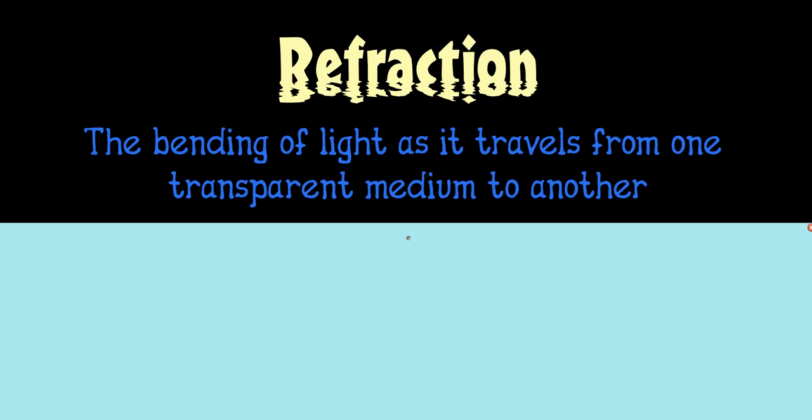We know that when light hits a boundary between two media, some of that light is reflected and some of it is transmitted into the second medium. This video will focus on that portion of light that is transmitted. Mainly, this video is going to focus on something called refraction, which is the bending of light as it travels from one transparent medium to another. Let's take a look at an image showing refraction occurring.